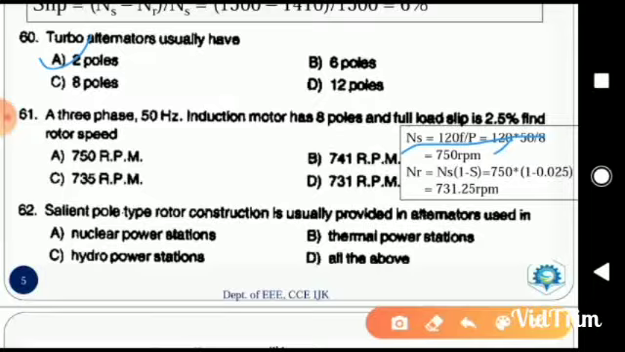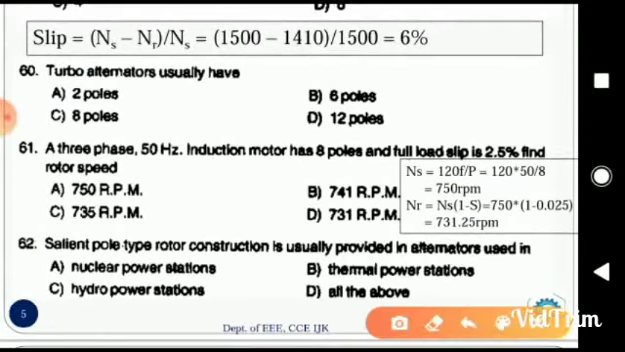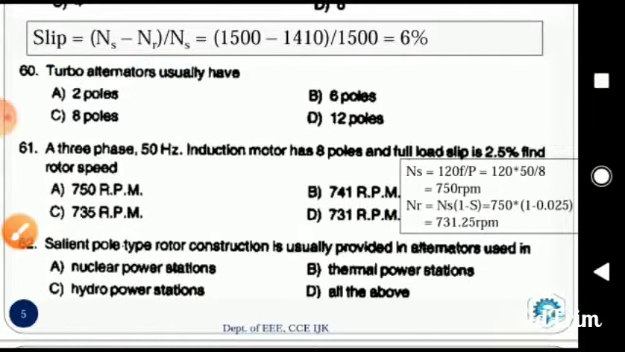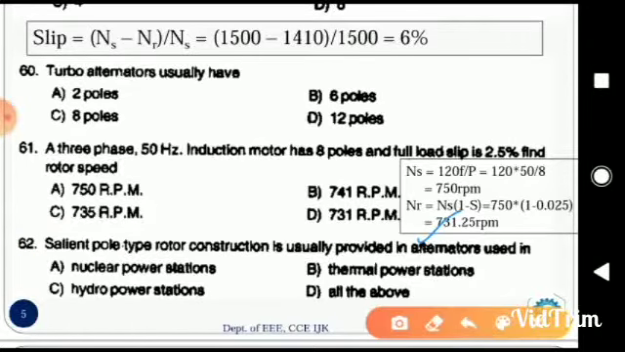Now once you get ns, you already know the equation for slip. The equation for slip is ns minus nr divided by ns. On rearranging, you can get the equation for nr. nr is equal to ns into 1 minus s. On substituting and solving, you will get the answer as 731.25. So here the option D is the correct answer.